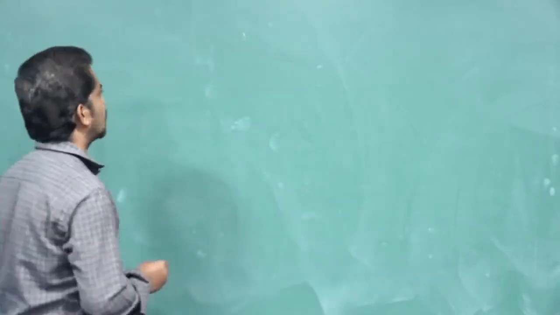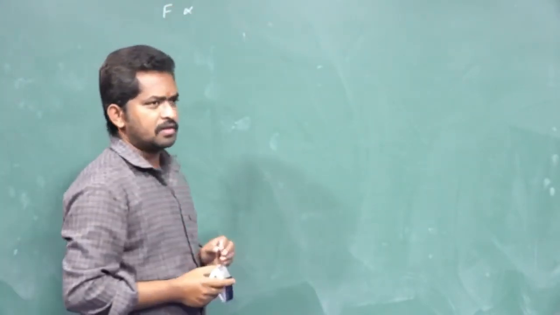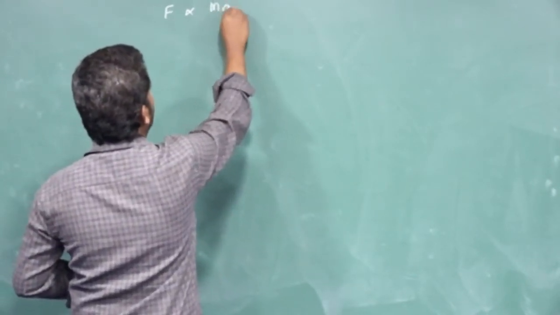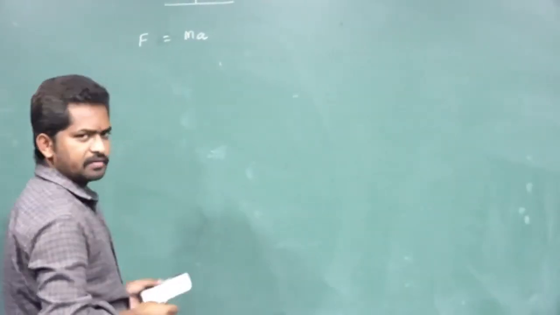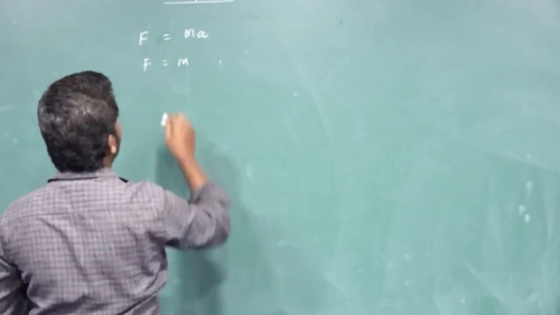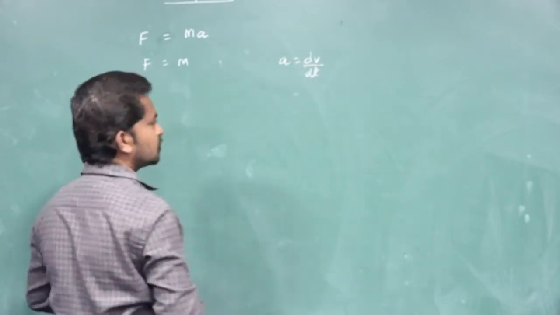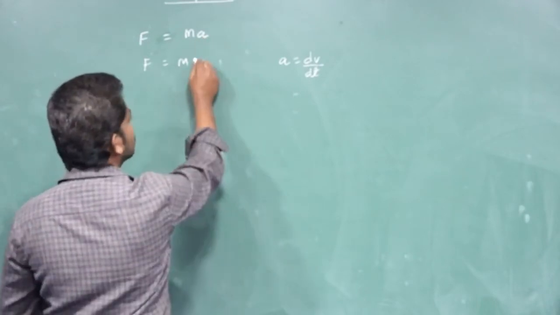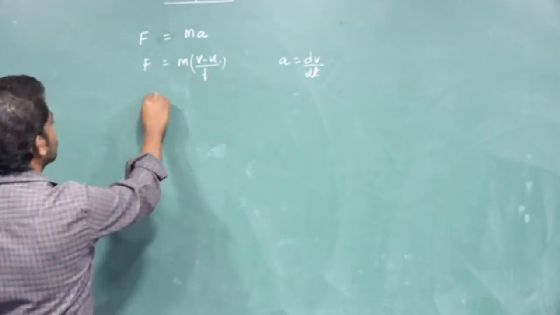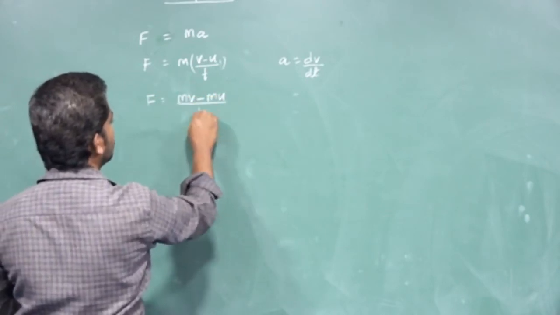According to Newton's second law of motion, the force is directly proportional to the rate of change of momentum. You know well, F is equal to ma. Directly we take F equal to m into acceleration. a is equal to dv by dt. Rate of change of velocity is called acceleration. a is equal to v minus u divided by t. So F is equal to mv minus mu divided by t.